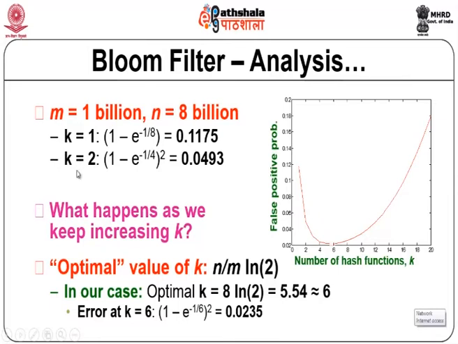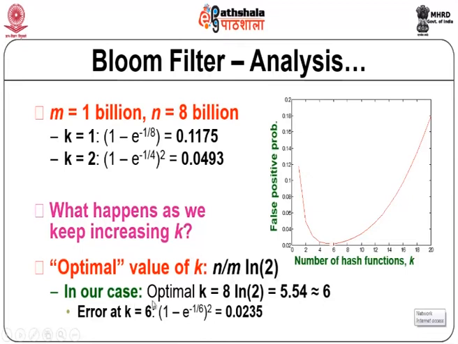Suppose you keep on increasing k. The false positive probability will decrease to some extent, and after a point of time you may find it almost reaches 0, but then it keeps increasing. So, you will always have an optimal value of k, and this optimal value of k is represented by n divided by m times log 2.